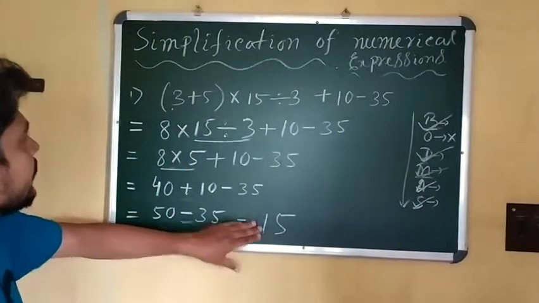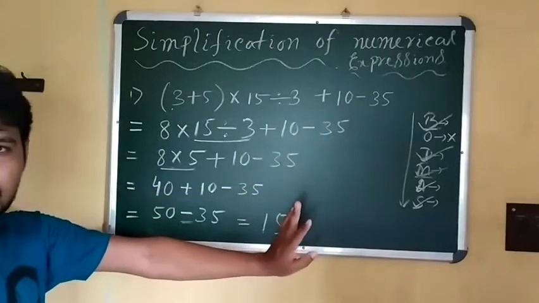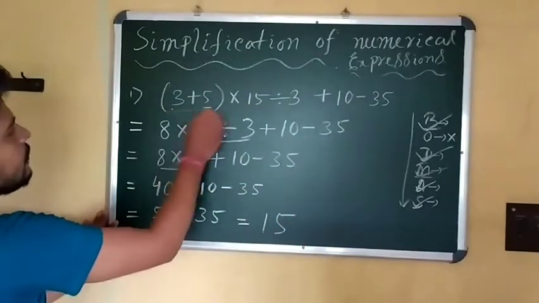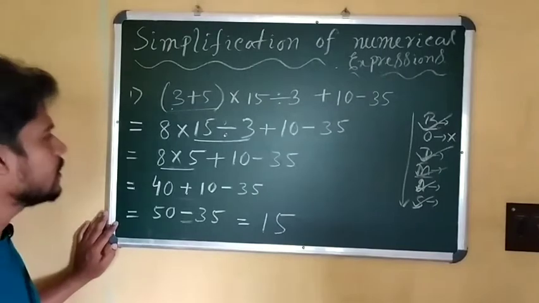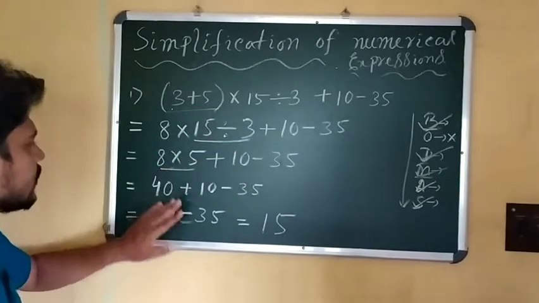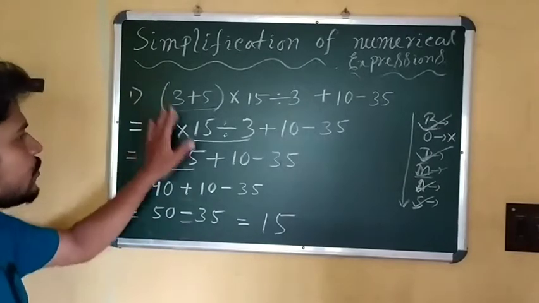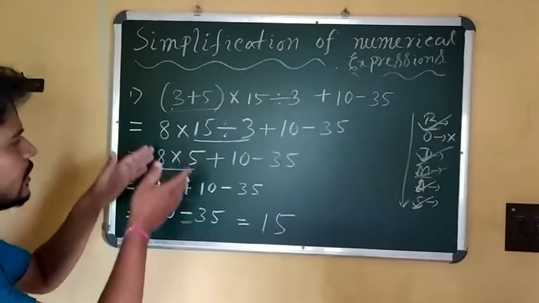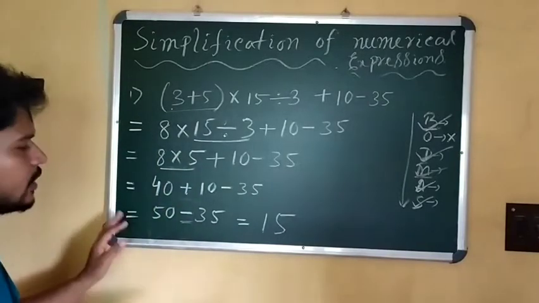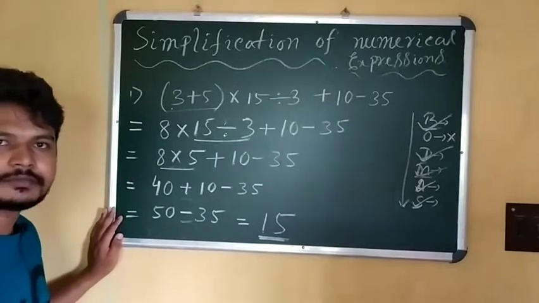So we simplified this numerical expression by applying the BODMAS rule. At first we solved the bracket operation, then division, then multiplication, then addition, and then subtraction. So in this way, by applying this rule step by step, we reach our final answer, that is 15.